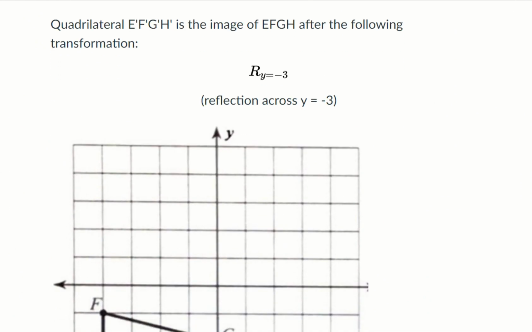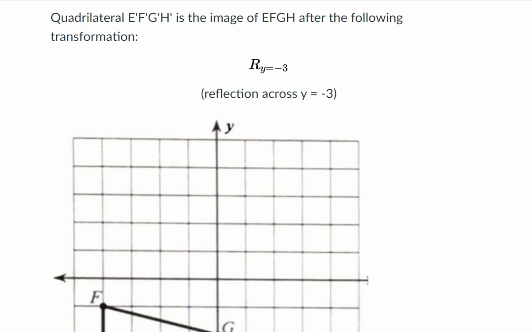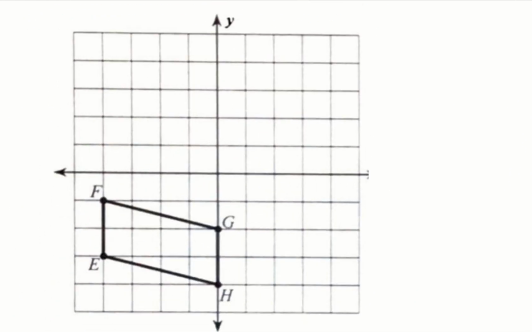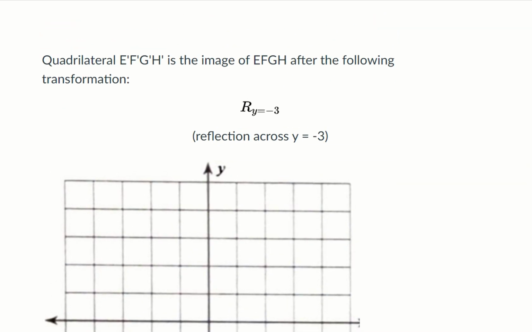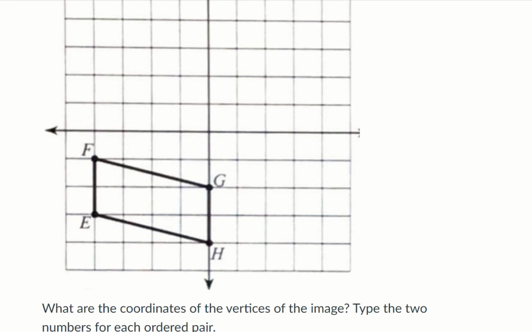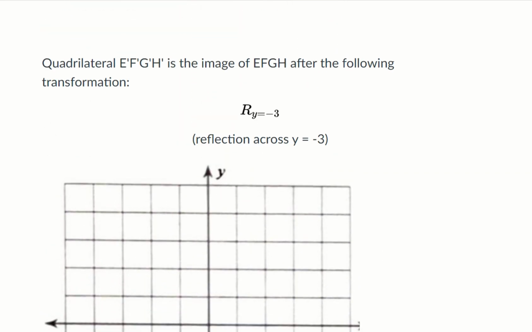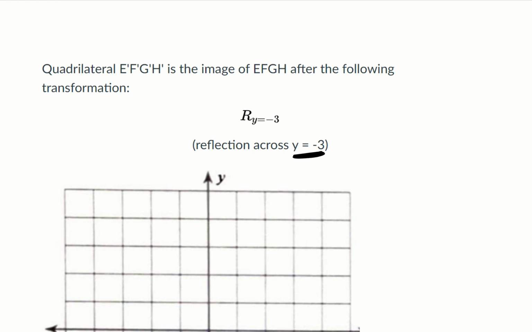All right, so we got another quadrilateral. Looks like some kind of parallelogram. It is the image of EFGH after the following transformation. So we got a reflection across y equals negative 3. So remember, when you see y equals negative 3, that's a horizontal line. So that's a line that goes like this, okay? When you see x equals a number, that's a vertical line. So y equals a number, horizontal. X equals a number, vertical.